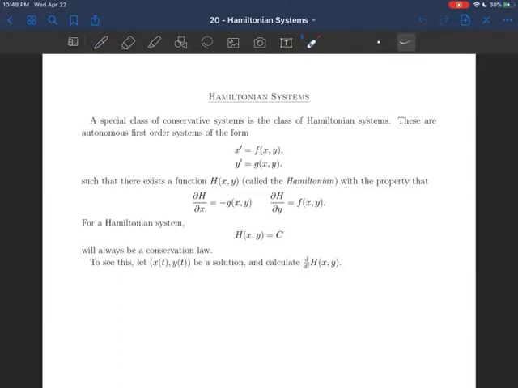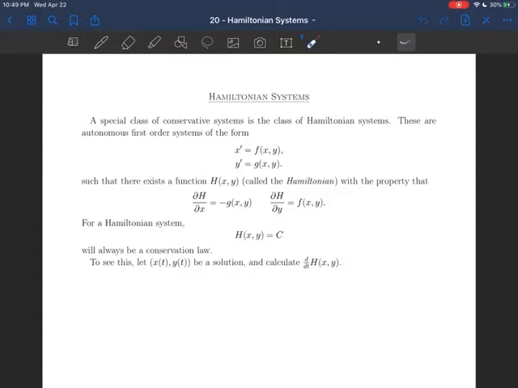So today we're going to be talking about Hamiltonian systems. This is following up on our discussion last time of conservative systems. Hamiltonian systems are one particular kind of conservative system, a special class. So they work this way. We start with the system of first order autonomous differential equations, nonlinear usually. x prime equals f of x, y and y prime equals g of x, y.